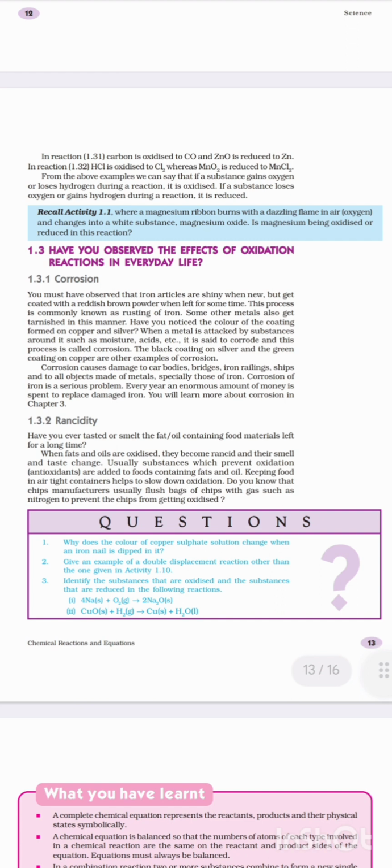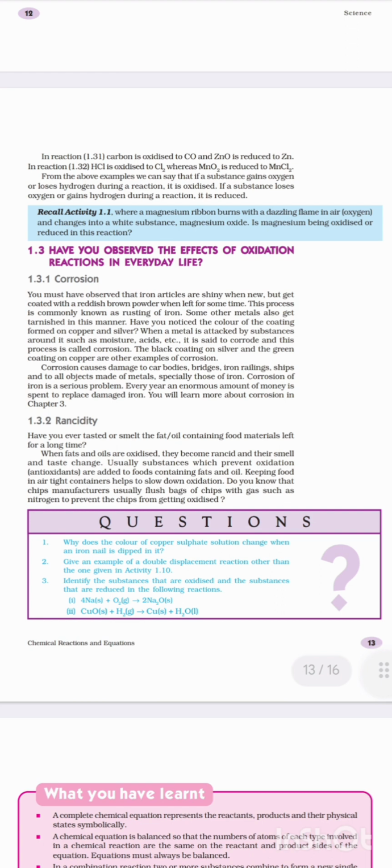But there are some side effects of corrosion. Corrosion causes damage to things made of metals, like car bodies, bridges, iron railings, ships, and all substances made of metals, especially iron. Corrosion in iron is a serious problem. Every year, an enormous amount of money is spent to replace damaged iron.